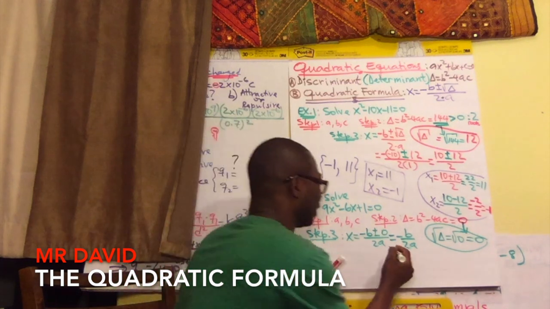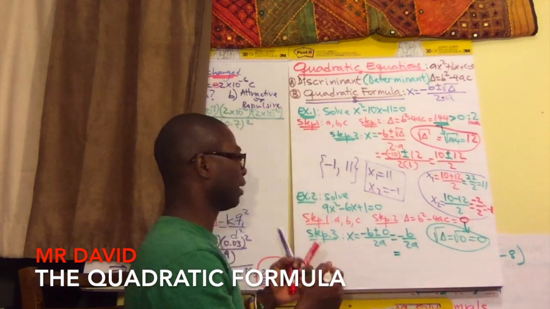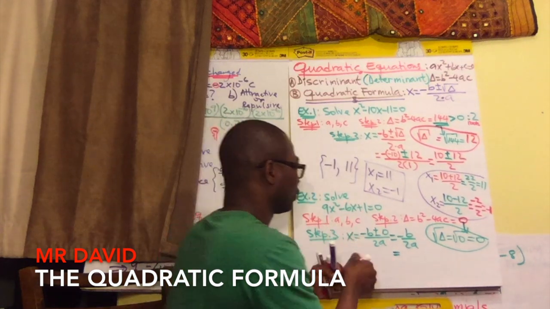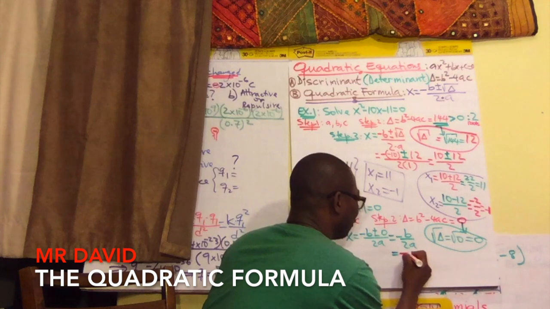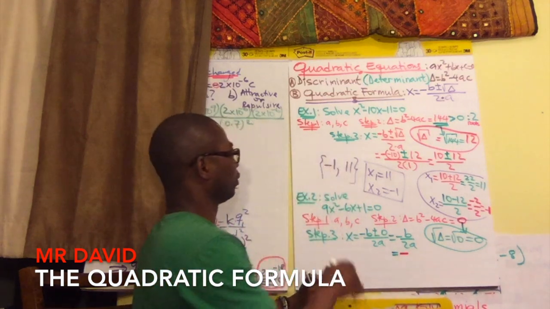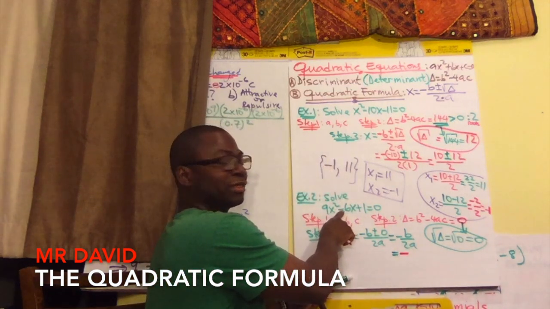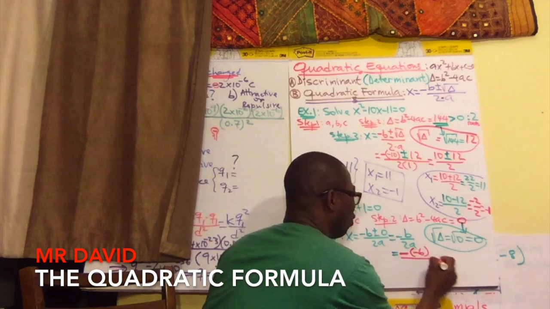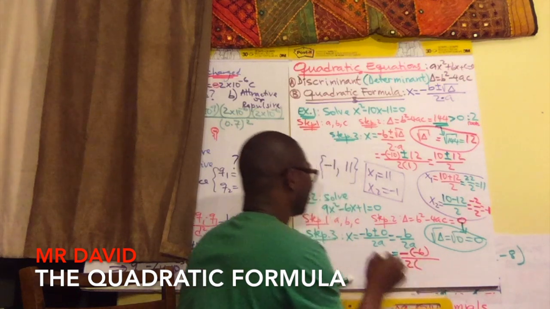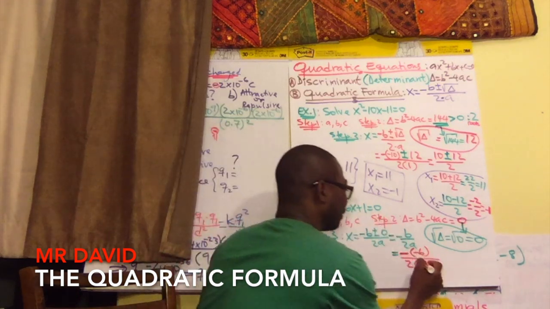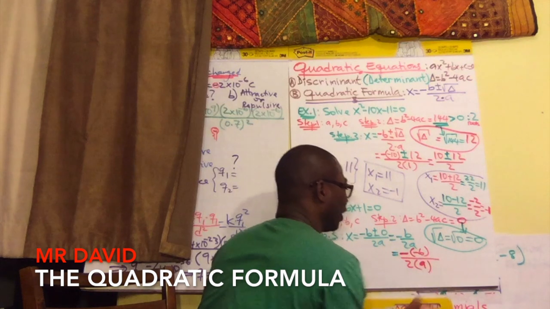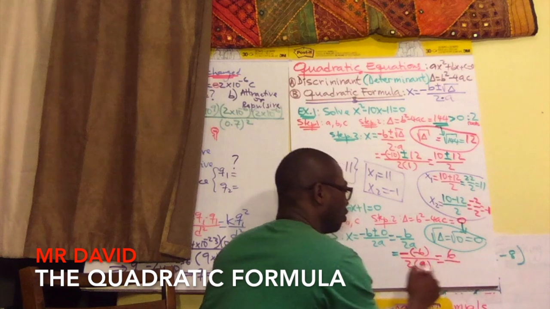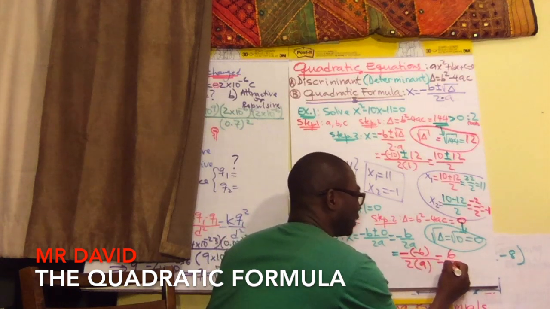Okay, so let's plug it in. I'm going to use different colors so we don't get it confused. Negative, okay. What is b? Well, remember, b is negative 6 in this one. Minus negative 6 over 2 times a. What is a? a is 9. Okay. So negative times negative is positive, so we have positive 6 over 2 times 9. 2 times 9 is 18.